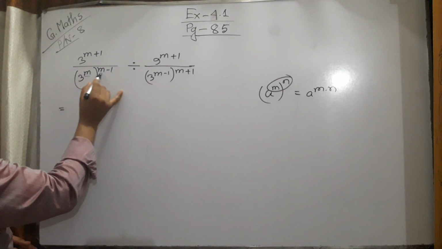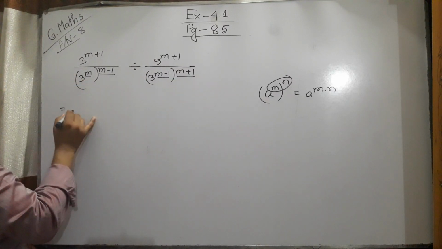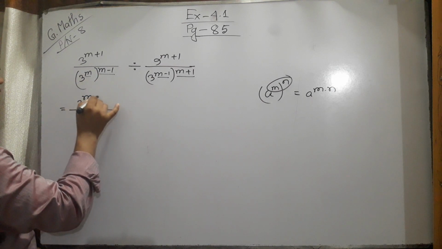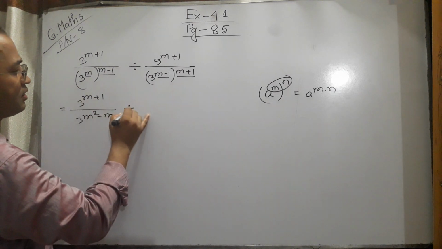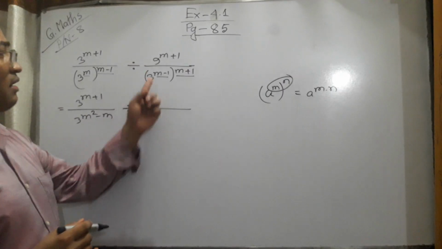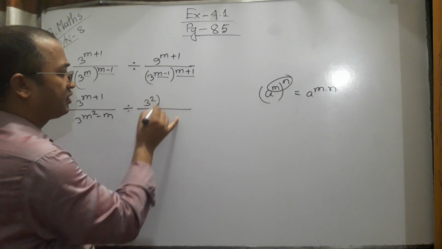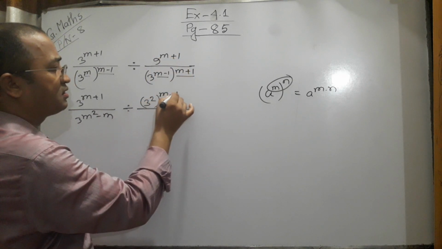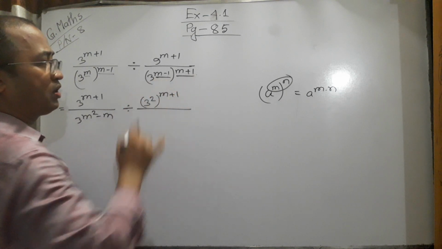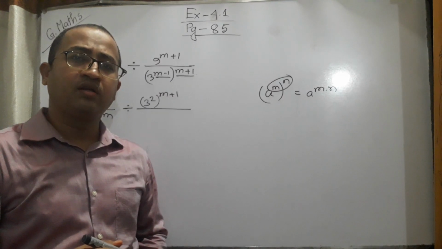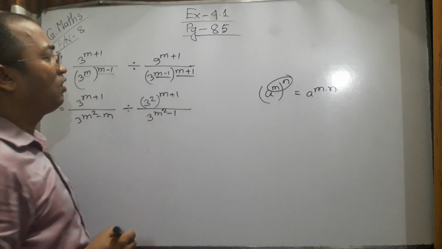Look here, this is power of power. Here also power of power. We can multiply these. So 3 to the power (m squared minus m). Here also, 9 we can write as 3 square, and there is a power m plus 1. We will multiply these two. This is (m plus 1)(m minus 1), that is a square minus b square. So you can write 3 to the power (m square minus 1 square).